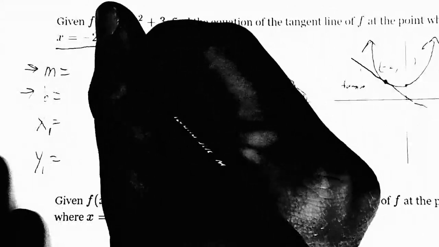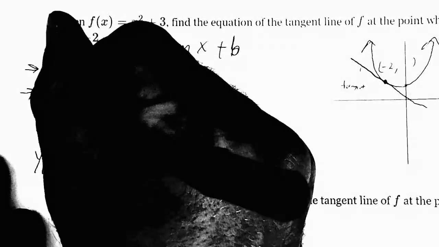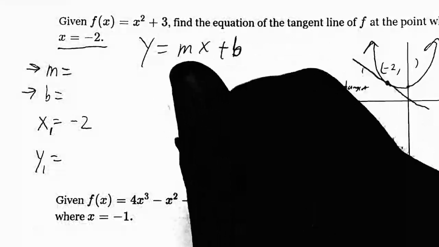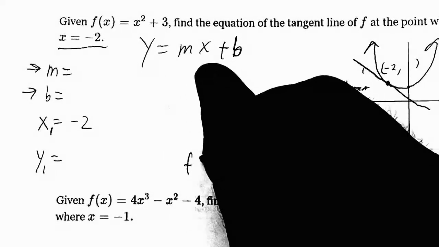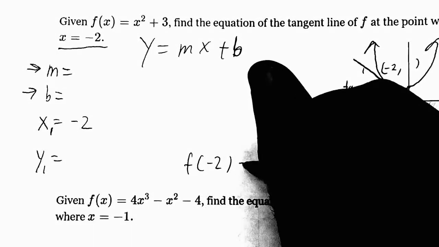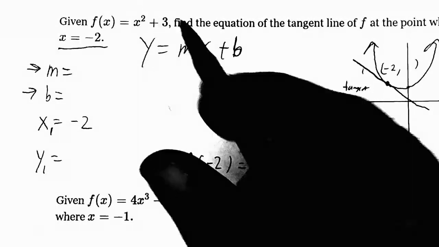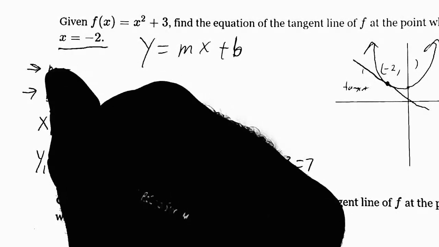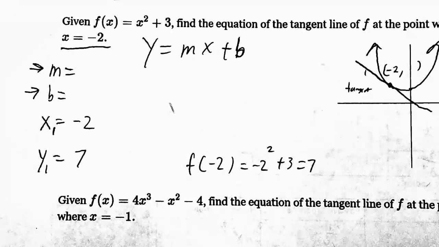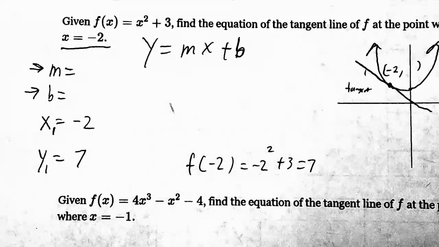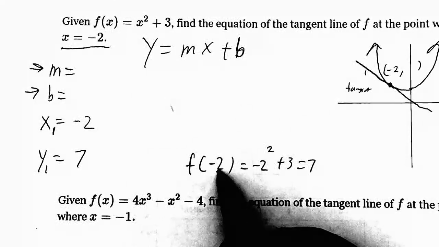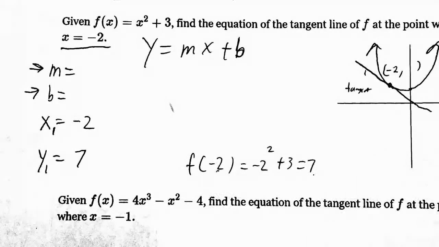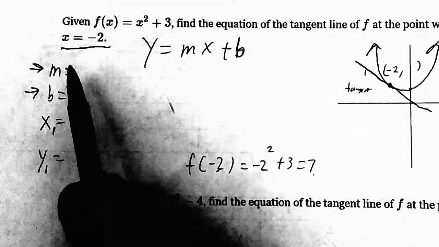I know that my x value is -2, so this is -2 right here. Now let's find my y value. To find my y value, I'm going to find f of -2. So I'm plugging -2 into the equation, and that will get me 7. So my y value is 7. When I plug -2 into the equation, I get my output y, which is 7. Good. Now I need my m.